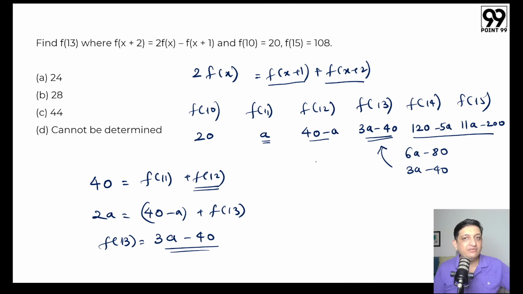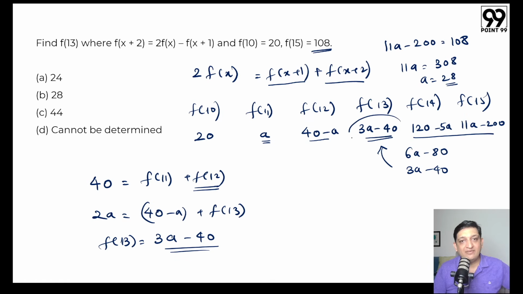So this is one way in which you can solve this. You can also cascade and do it, but that will involve writing a lot of things. This is a much quicker way to do this. So F15 is 11A minus 200, but I know for a matter of fact that F15 is 108. So 11A minus 200 is equal to 108. 11A is going to be equal to 308, which means that A is going to be equal to 28. 11 2s are 22 and 88. So A will be equal to 28.